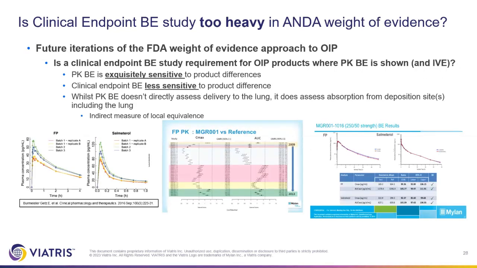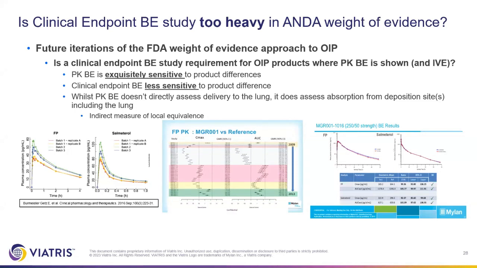And then really, for future iterations of the FDA weight of evidence approach to OIP, I guess I have to ask the million-dollar question, which is: is a clinical endpoint bioequivalence study a requirement for a product where you have shown pharmacokinetic bioequivalence and also in vitro equivalence, and particularly the pharmacokinetic bioequivalence is just exceptionally sensitive to product differences from our experience. And why do I say that?